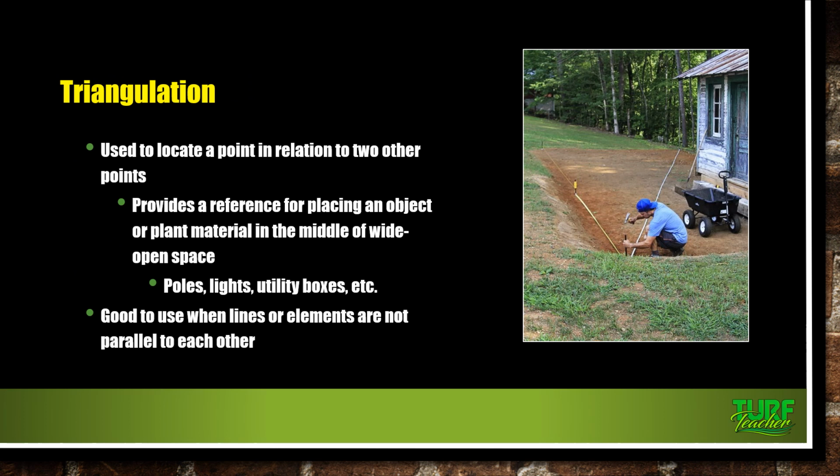Triangulation. Here you're squaring off that patio. It is used to locate a point in relation to two other points. It provides a reference for placing an object or plant material in the middle of a wide open space: poles, lights, utility boxes. It's good to use when lines or elements are not parallel to each other. So guys, when you are squaring up a deck or a patio, you would need to use that triangulation method.